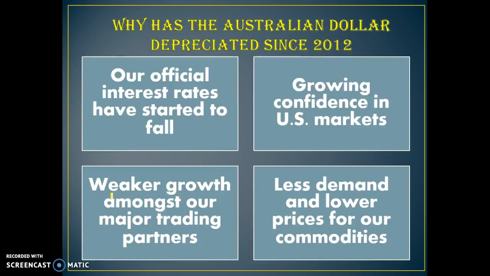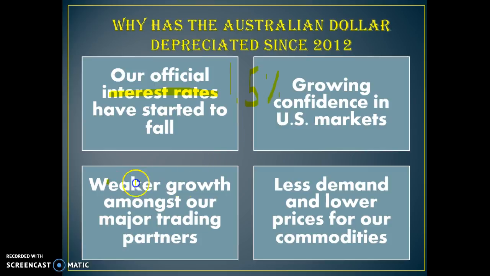In terms of why the Australian dollar has depreciated since 2012, interest rates have started to fall. So when interest rates are quite low at the moment, the cash rate's at 1.5%. That is historically low and is leading to people taking their money out of Australian banks and putting them overseas.